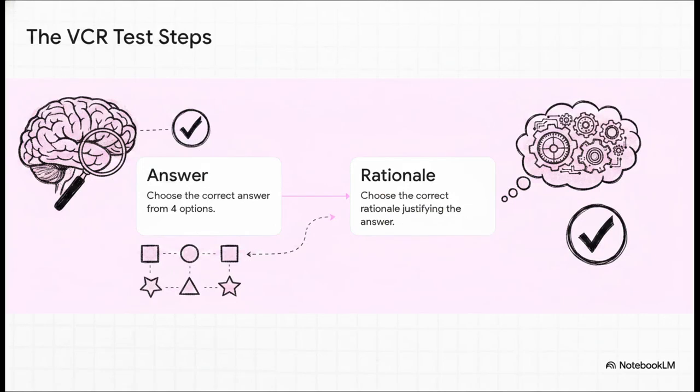The test throws down two strict hurdles. First, the machine has to select the right answer. Pretty standard. But second, it absolutely must provide the exact rationale to justify why that answer is true. Only if it gets both the answer and the rationale correct does it actually pass. This two-part structure, answering, then justifying, makes it incredibly hard for an AI to game the system or get lucky with a random guess.